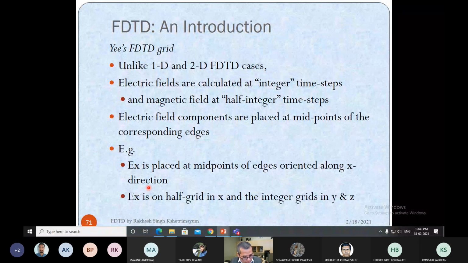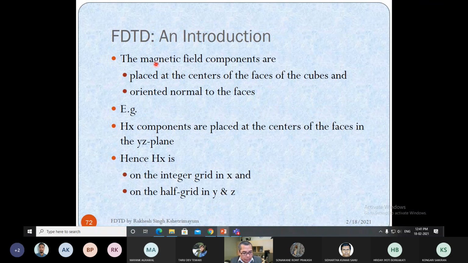So now what does that mean? Ex is placed at the midpoint of edges oriented along the x-axis. That means Ex is on the half grid in x. So Ex is on the half grid means Ex will have half integer space steps along the x-axis. But along the y and z axes, it's in the integer steps. So it will have integer space steps for y and z and half integer space step for x. Similarly, you can do it for Ey and Ez.